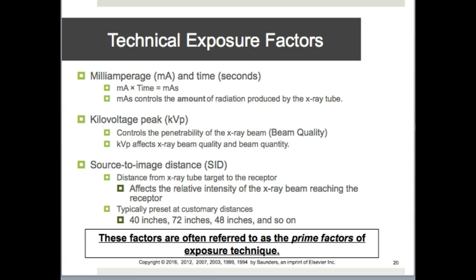Typically it is set within Merrill's. We have 40 or 72. Those are the set distances. We use 48 also, but 40 and 72 are pretty much what you're going to use for your national exam. These factors are often referred to as prime factors of exposure technique. So these are your prime factors. You have three: mAs, kVp, and your SID.